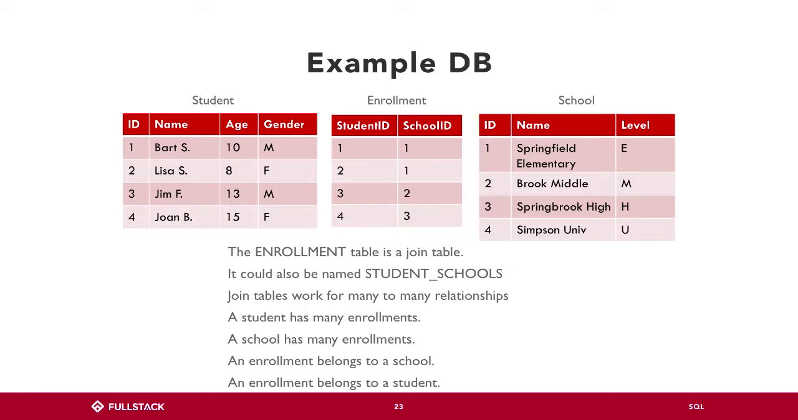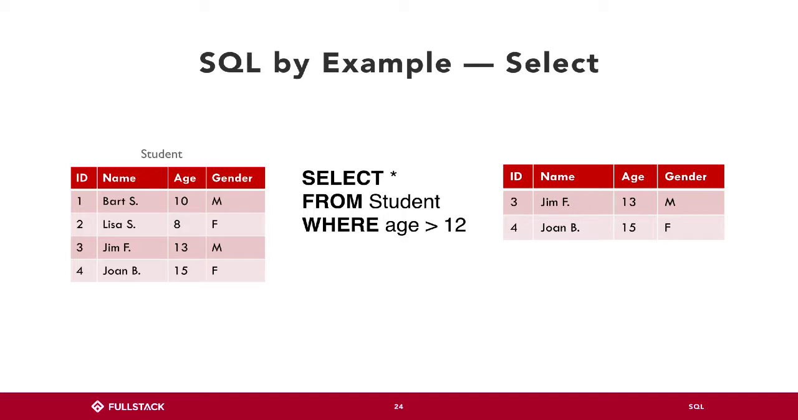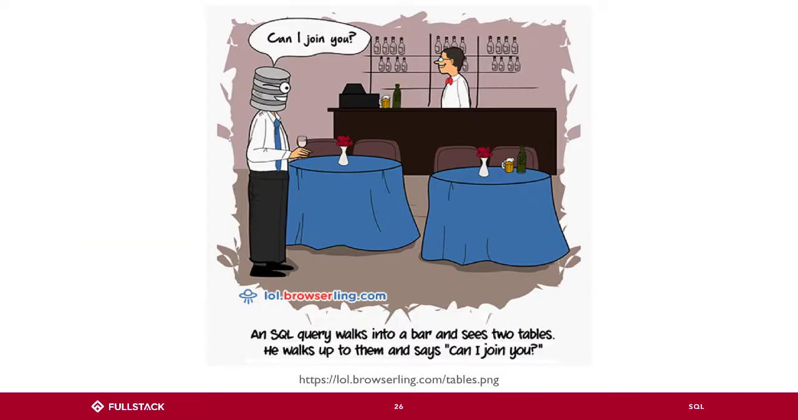So if we wanted to select something, we could select data from the student table where the age is greater than 12. This we've actually seen before, right? We could determine what data we want to select.